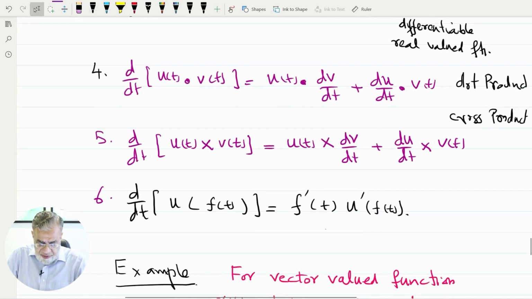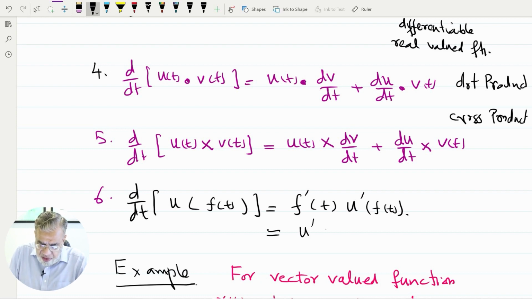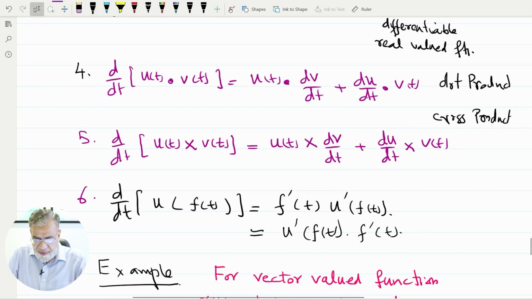The last one is the chain rule. As before, we can have the derivative of u dash of f of t times the derivative of f of t, which is f dash of t. We can write it both ways. So these are the rules we can apply to find our derivative.